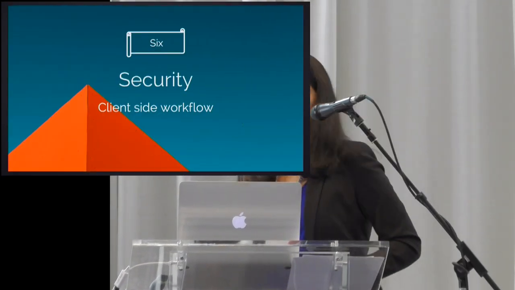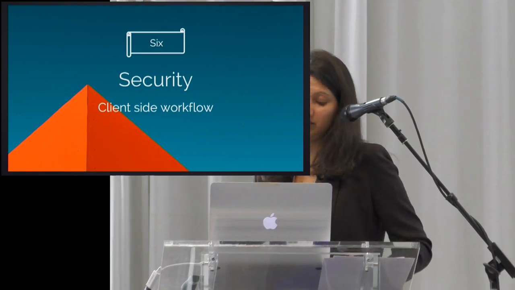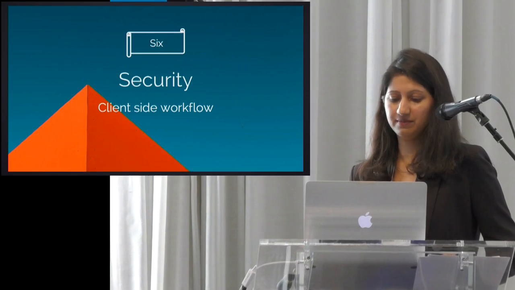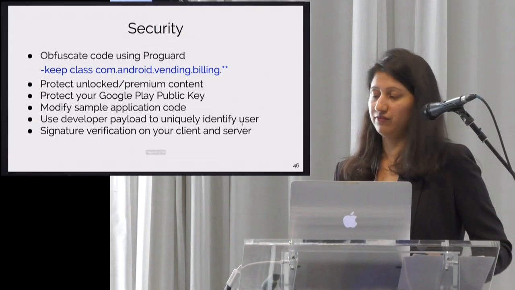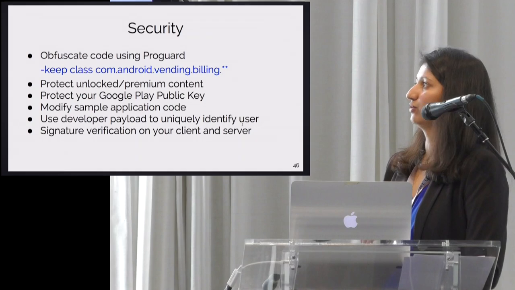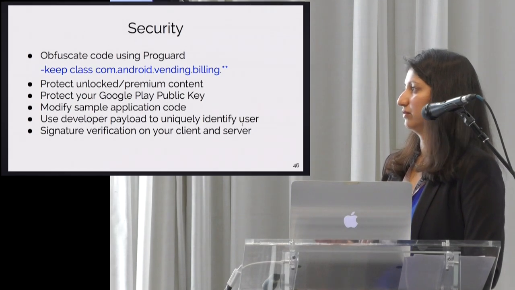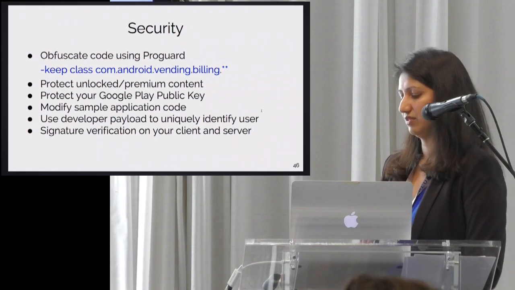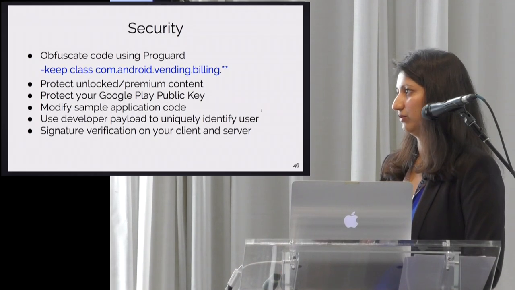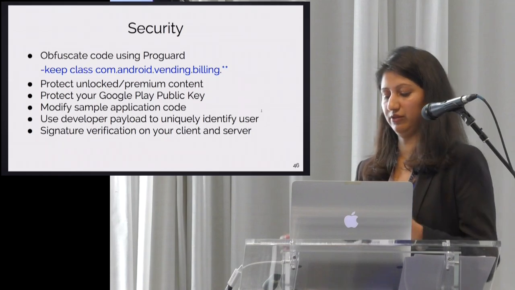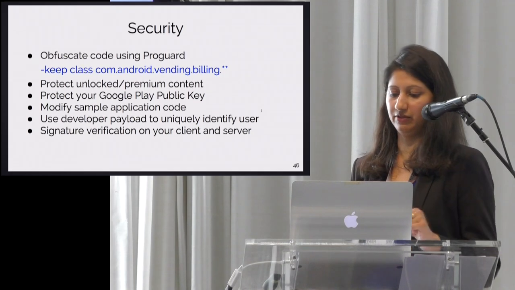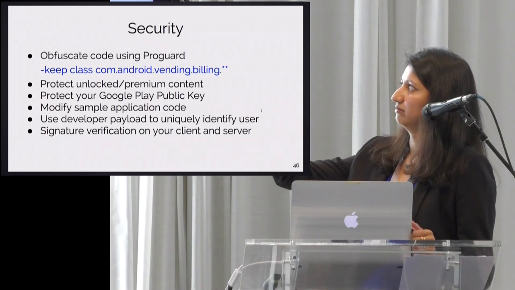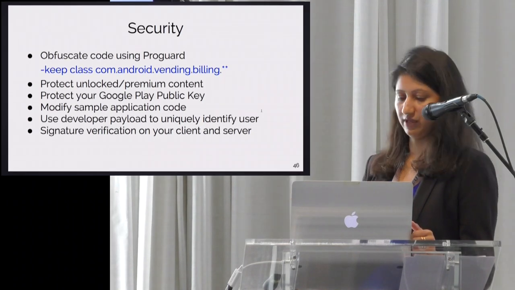Okay, let's talk about security, the sixth thing you're going to learn today. This is mostly on the client side, but you can also do some of this on the server side. First thing, use ProGuard. It's a tool that lets you rename all your classes, your methods, and other things, so that it's not easy for people to mess around with your app and decompile your APK and see all of your information. So add this line into your ProGuard text file.